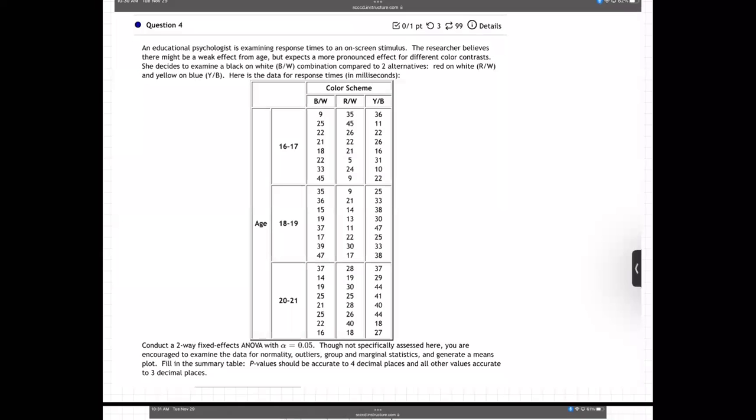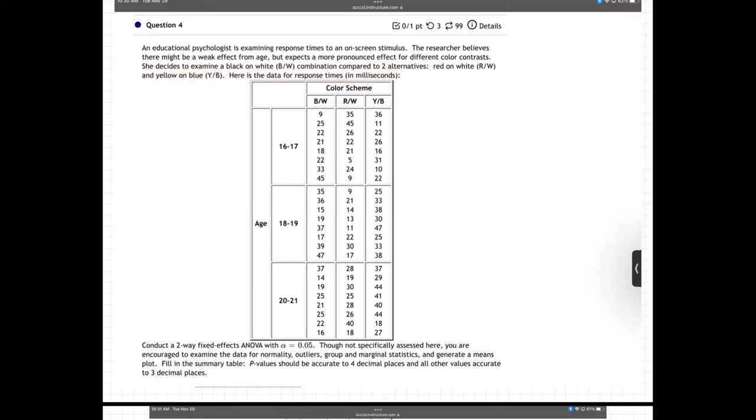Okay, so here we have question number 4. This is going to be a challenging one. We have educational psychologists, they do these in psychology a lot, examining response times to on-screen stimulus. The researcher believes there might be a weak effect from age, but expects a more pronounced effect from different color contrast. She decides to examine a black on white combo compared to 2 alternatives, red on white, yellow on blue.